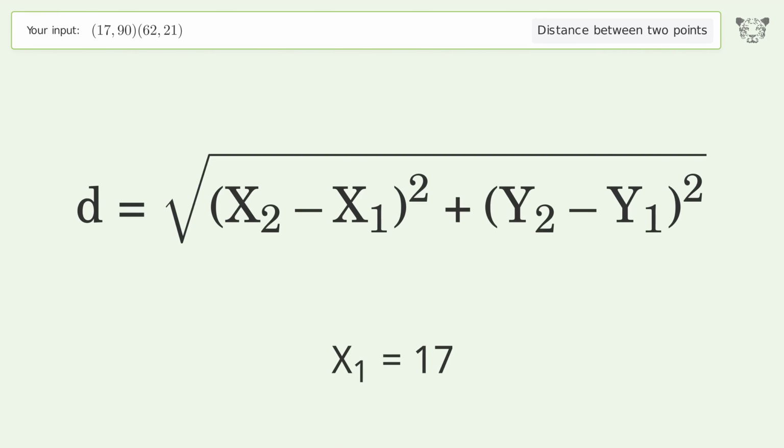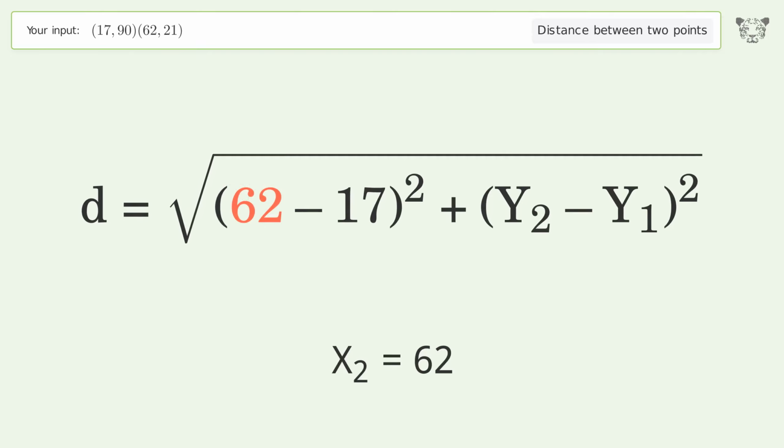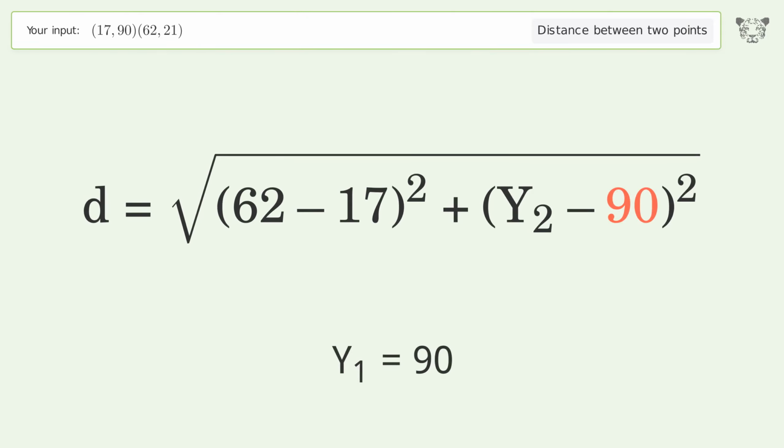x1 equals 17. x2 equals 62. y1 equals 90. y2 equals 21.